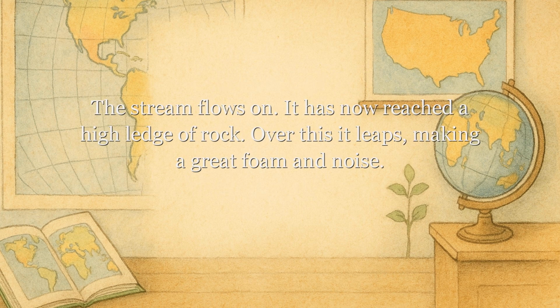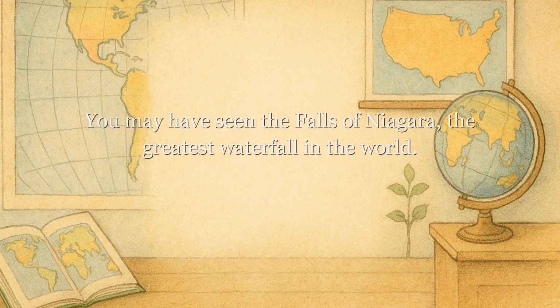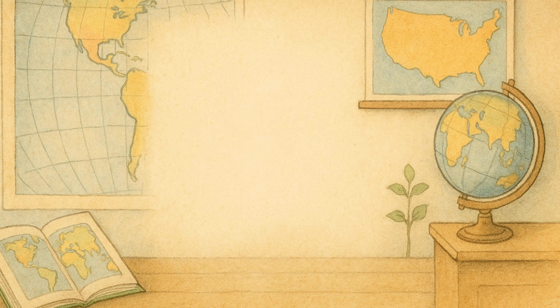The stream flows on. It has now reached a high ledge of rock. Over this it leaps, making a great foam and noise. When the water of a river falls over high rocks, it is called a waterfall or cataract. You may have seen the Falls of Niagara, the greatest waterfall in the world.